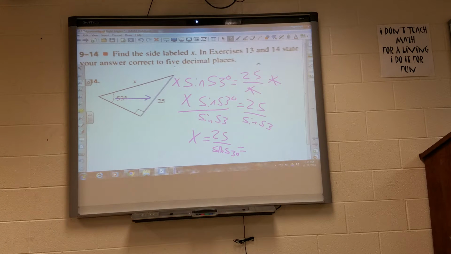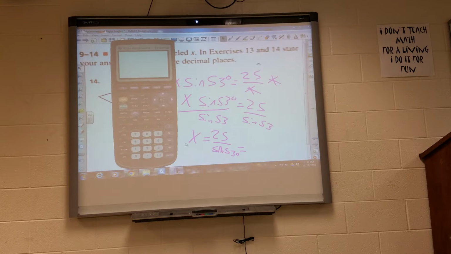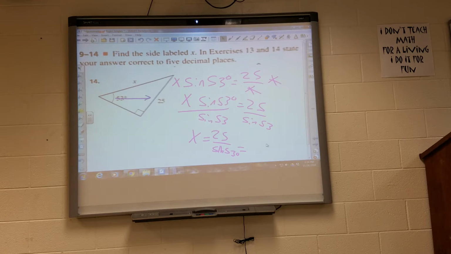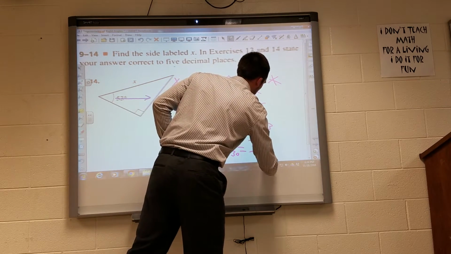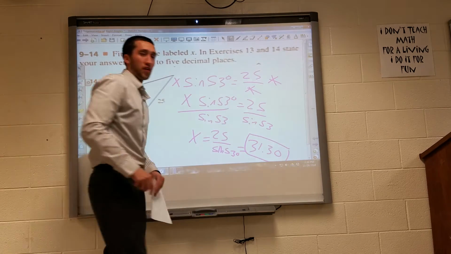I'll go ahead and do that real quick on the calculator. Make sure you go to degree mode, and then second quit to get back to your home screen. Then just do 25 divided by sine of 53. And we get 31.30. So that length of the hypotenuse is 31.30. That gives us our hypotenuse.